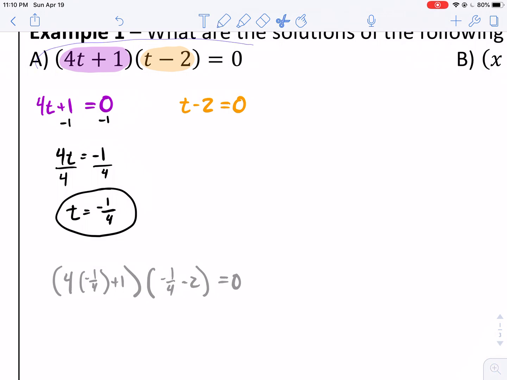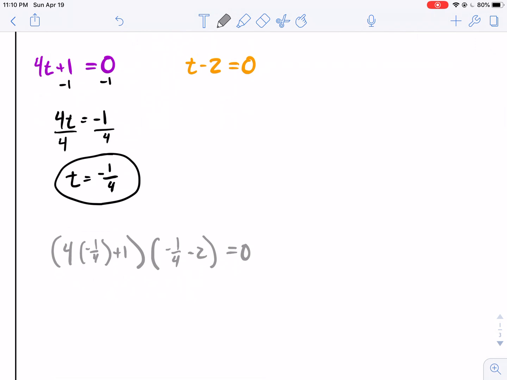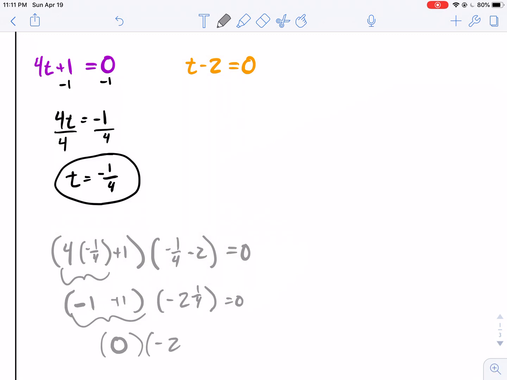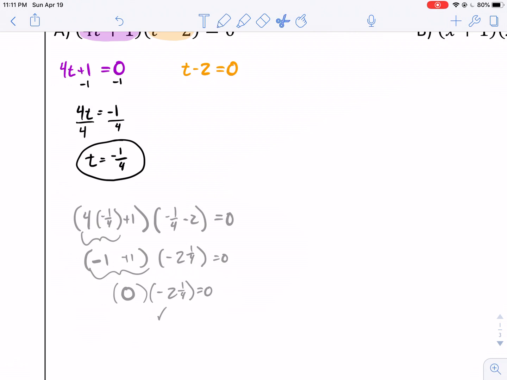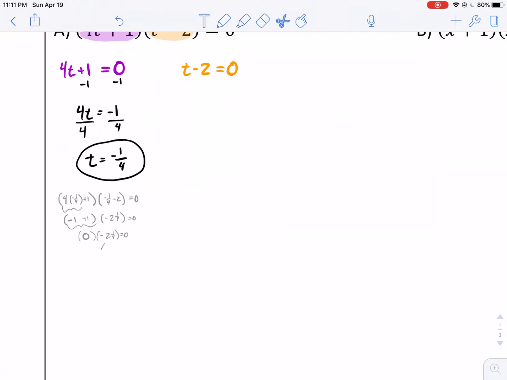Now remember, we're plugging it back into our original problem because we're trying to find a t that will make this whole expression 0. Well, 4 times negative 1/4, that's negative 1 plus 1. Then negative 1/4 minus 2 is negative 2 1/4 equals 0. Well, negative 1 plus 1 is 0. 0 times anything is 0. So yeah, that works. Awesome. So we did our purple side correctly.